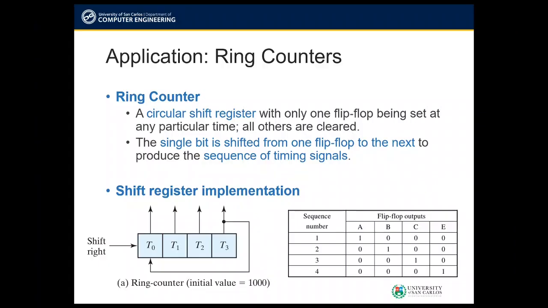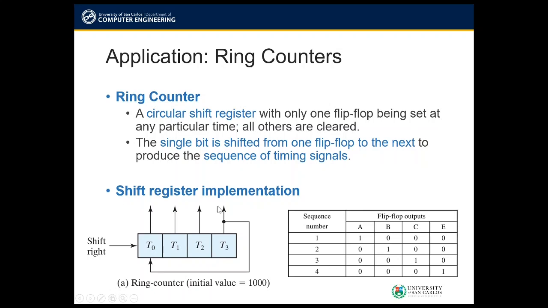So moving on to the next topic, we have another application here, what we call ring counters. This is a special type of counter, as its name suggests. It is a circular shift register with only one flip-flop being set. Set means we have output 1 at any particular time, and all others are cleared. Cleared means 0. The single bit is shifted from one flip-flop to the next to produce the sequence of timing signals. Producing a sequence of timing signals is one of the main goals of ring counters.